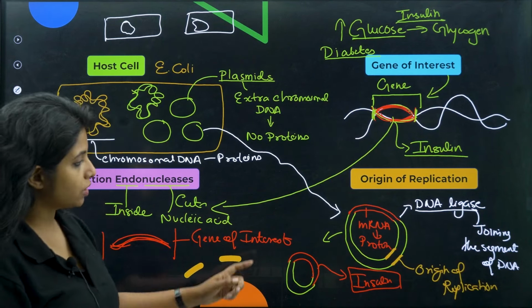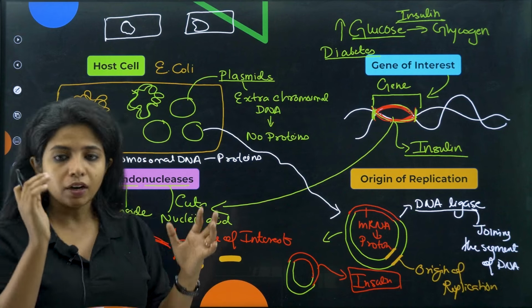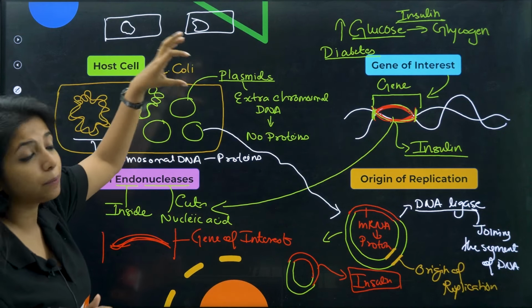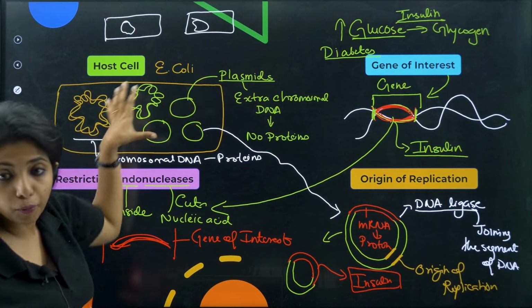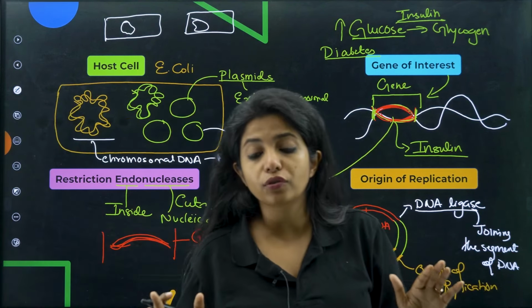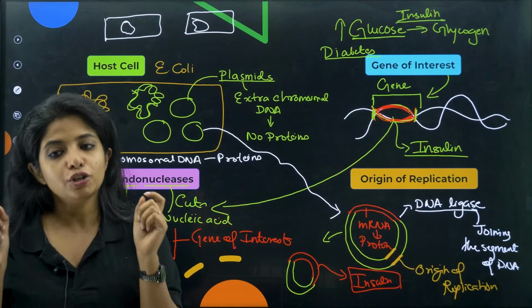Now, this process that you saw over here is not a one-step process. Obviously, there are a lot of things involved. In E. coli, you have to make your DNA get inside. You have to take the plasmid in, so you have to make pores over its body. There are different techniques involved in it. This is just an overview of the chapter. At least this thing you should be knowing.